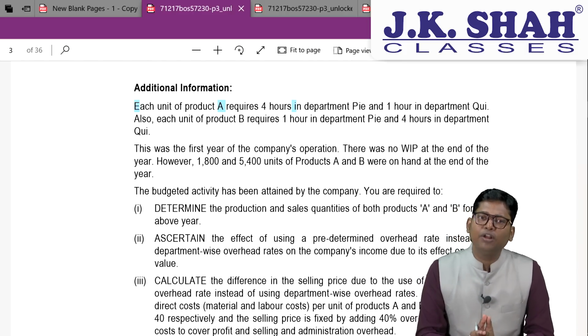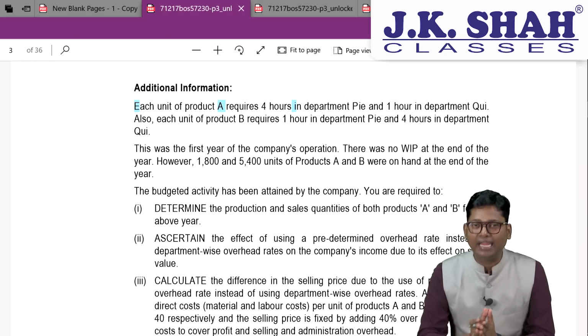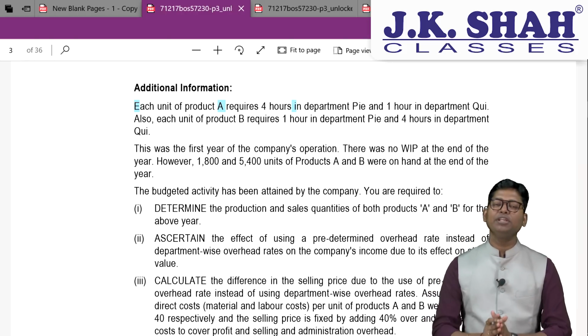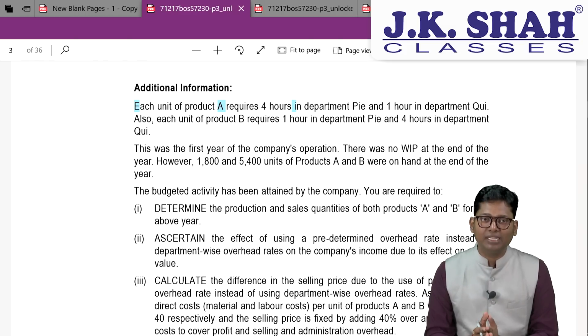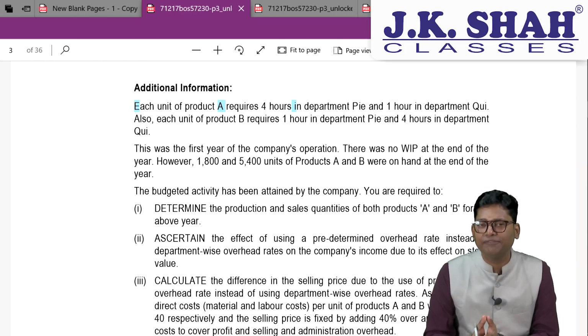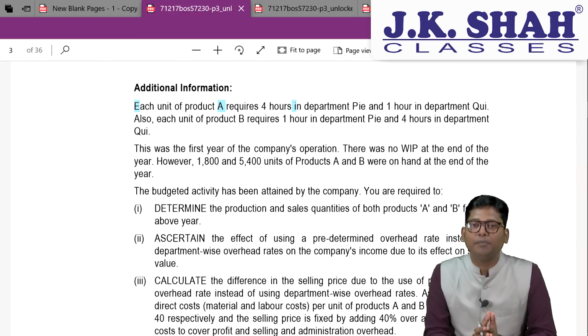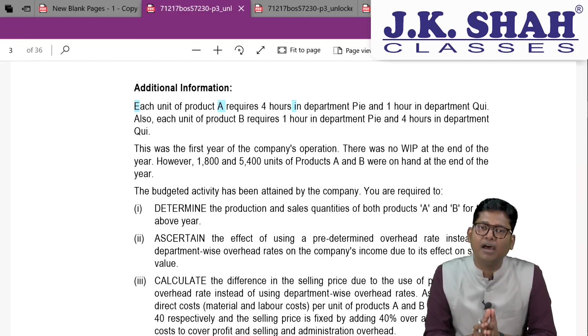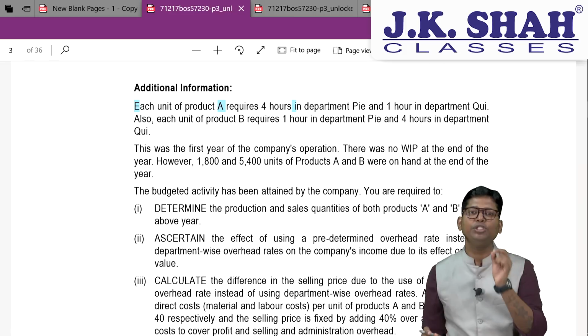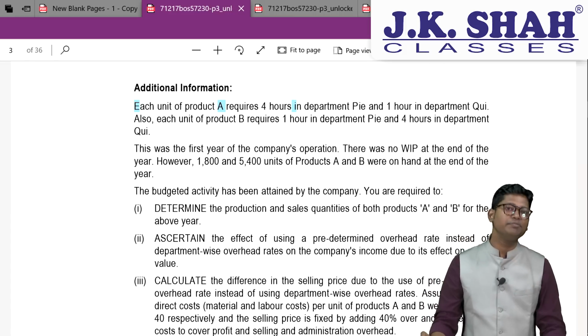Also, each unit of product B. There are two products, right? A and B. So the specification for product A is available in the first line, and the second line indicates the specification for product B. Product B requires 1 hour in department Pi and 4 hours in department Q. So only the number of hours required for producing each unit of the products is given in this paragraph.